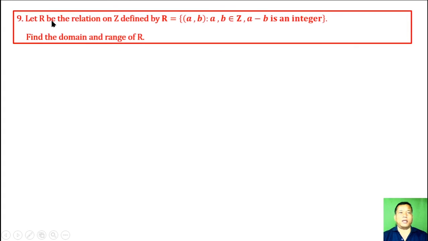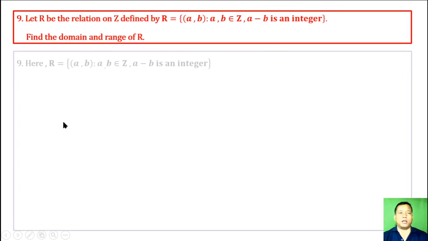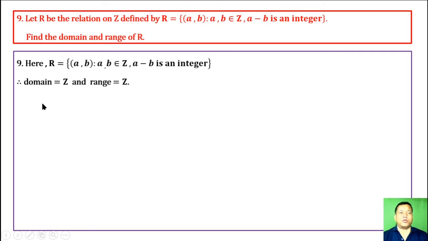Question 9. Let R be the relation on Z defined by R consists of ordered pairs (a, b), a, b belongs to Z, a minus b is an integer. Find the domain and range of R. The domain of this relation is Z, as the difference of any two integers is always an integer. Therefore, a can take any integer. Therefore, domain is Z. And what is the range? Range is the value of b. b can take any integer. Therefore, range is also Z.